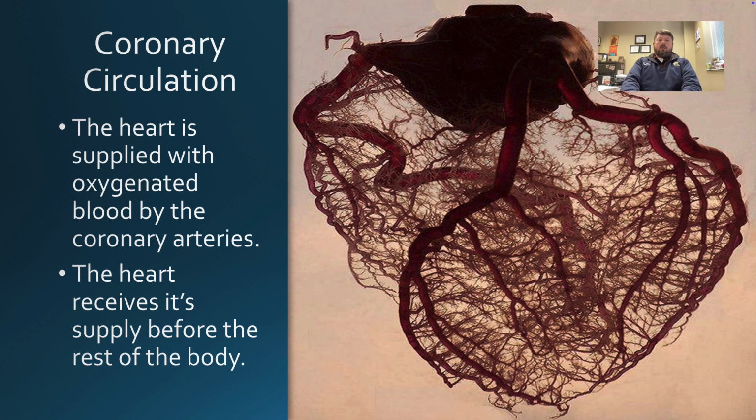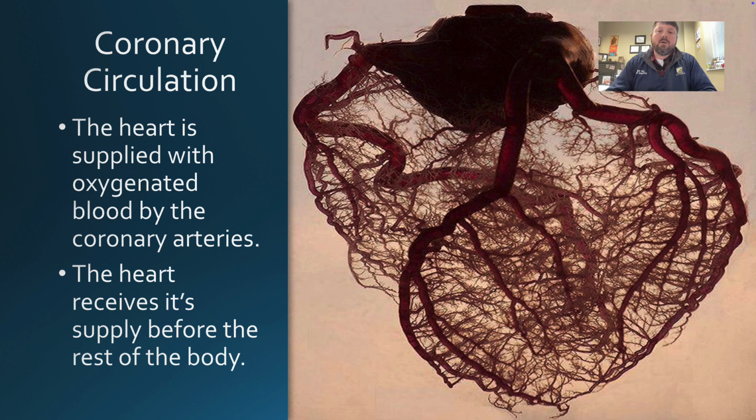The right coronary artery travels between the right atrium and the right ventricle by way of the atrioventricular groove. Branches of the right coronary artery supply blood to the walls of the right atrium and ventricle, a portion of the inferior part of the left ventricle, and portions of the conduction system. So, not everybody's anatomy is the same, but in patients that are considered right coronary dominant, the inferior wall of the left ventricle is supplied by the right coronary artery.